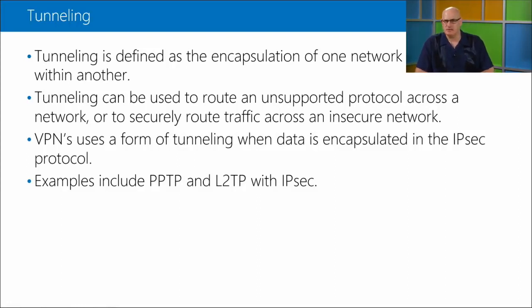Tunneling, we've talked a little bit about tunneling when we talked about IPsec and VPNs. It's the encapsulation of one network protocol within another. Tunneling can be used to route an unsupported protocol across a network or securely route traffic across an insecure network. VPNs use a form of tunneling when data is encapsulated in the IPsec protocol. And as Christopher mentioned, point-to-point protocol and Layer 2 Tunneling Protocol with IPsec.